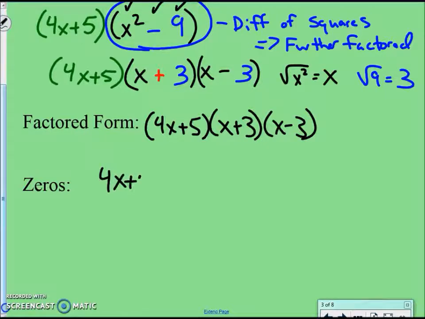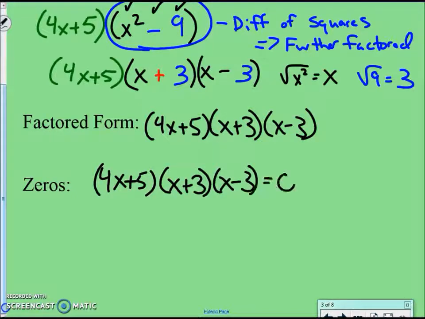Okay. Now, if we're going to solve for our zeros, all we do is we start by saying that 4x plus 5 times x plus 3 times x minus 3 is equal to 0. And because of that, if any of these factors are 0, the whole equation becomes 0. So, if I set 4x plus 5 equal to 0 and I solve for x, that would make that first factor 0 and the whole equation would go to 0. If I set x plus 3 equal to 0, I can solve for x.